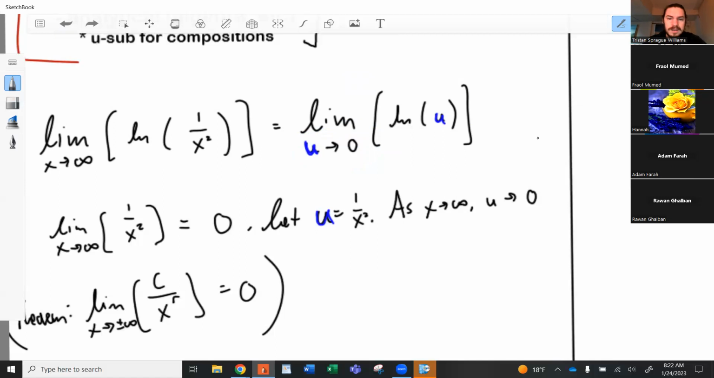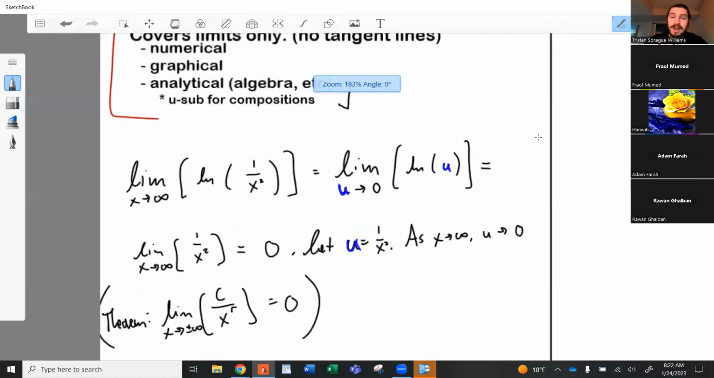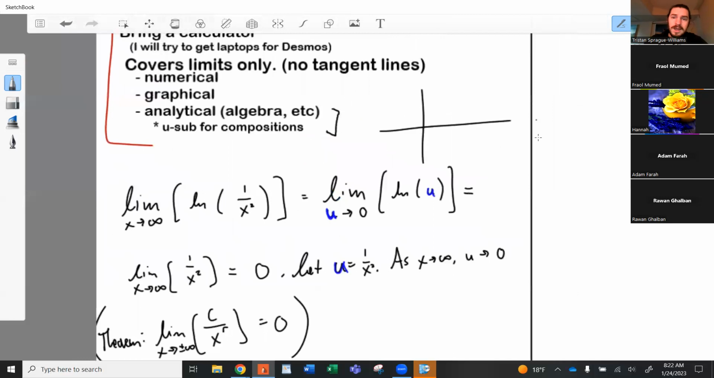So now we can evaluate this limit. And this is one of those that you should have memorized. Like I've been saying, the way I tend to memorize these things is just to think about the graph.